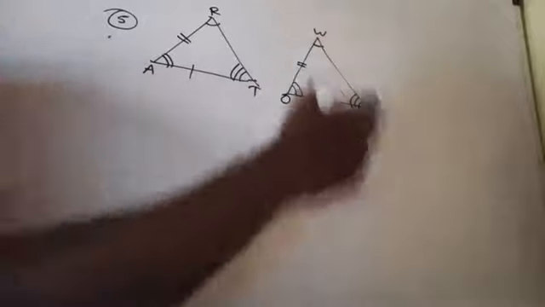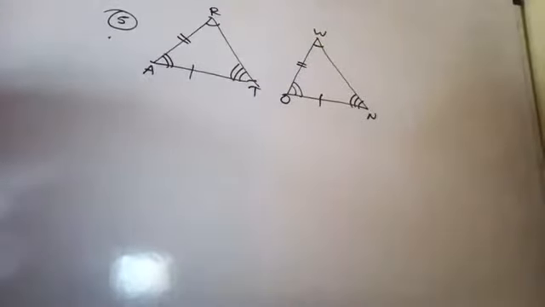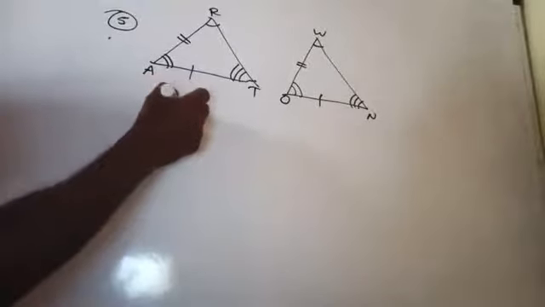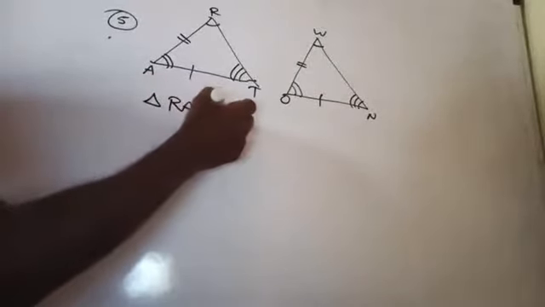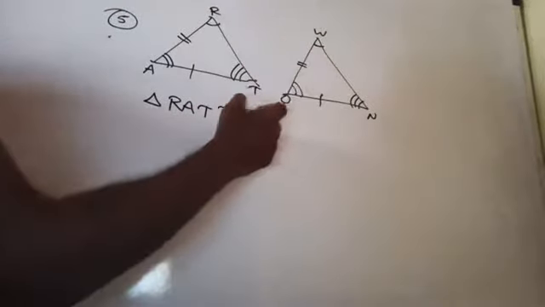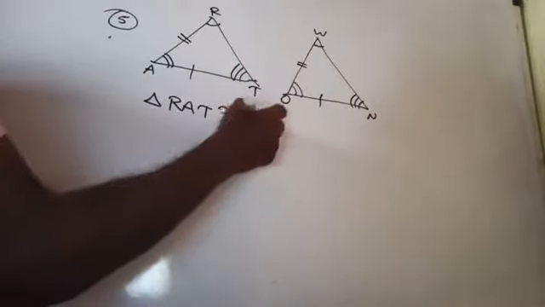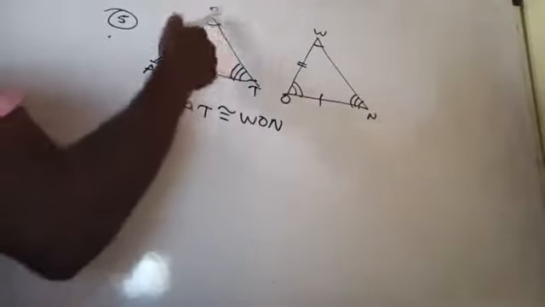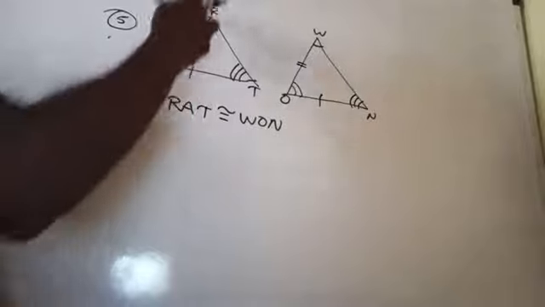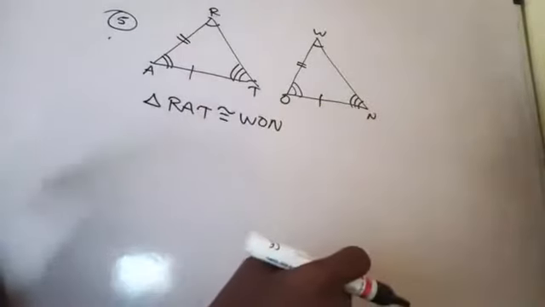Okay, fine. Am I right here? Now already they have given corresponding parts are marked. We can write triangle RAT is congruent to triangle WON, under the correspondence of WON. That is, angle R corresponds to angle W, angle A corresponds to angle O, then RA corresponds to WO.